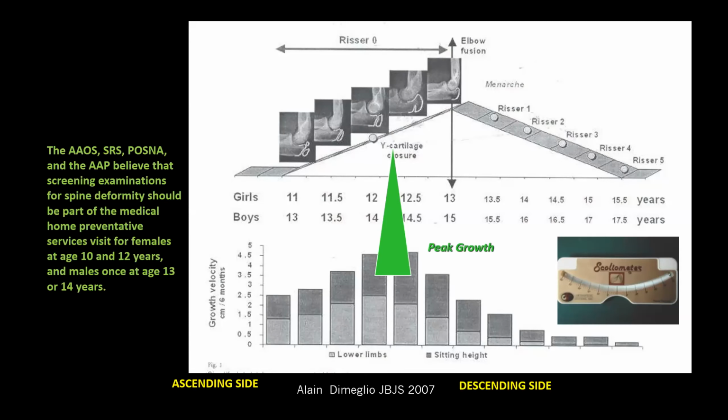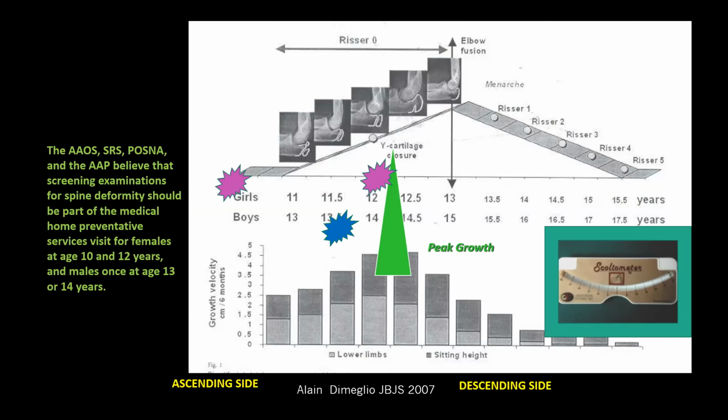Regarding screening, the four societies have come up with screening recommendations. Essentially, girls at age 10, girls at age 12, boys at age 13 or 14. But really, the essence of screening is a scoliometer, not radiographs. And then radiographs are used when the results of your screening are abnormal and you're looking at more defined imaging.